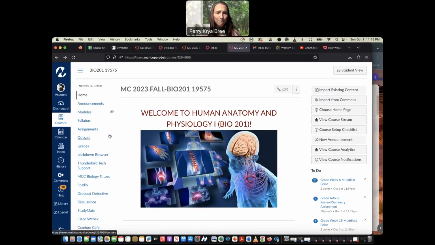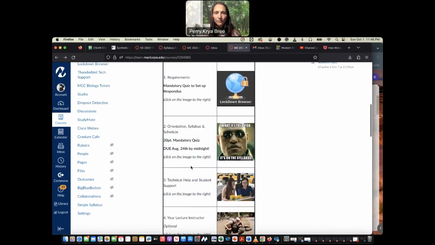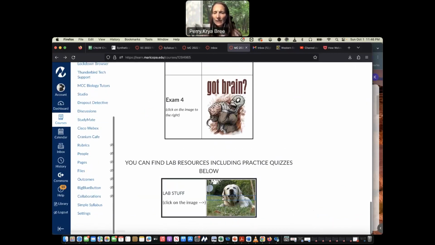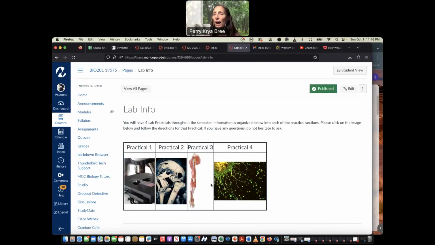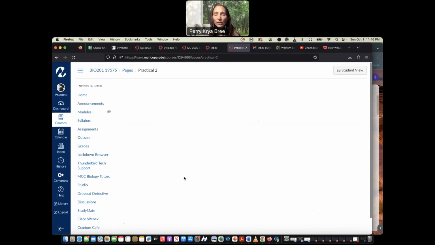Okay. Let's go ahead and talk about what we're doing for lab this week. I'm going to go down to the bottom here and pull up lab. Lab this week is going to finish off the skeleton with the appendicular skeleton, the lower appendicular skeleton.